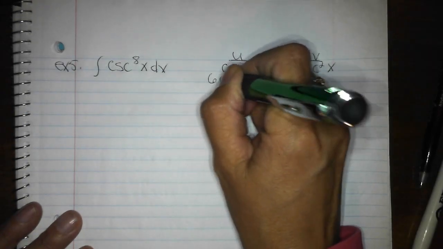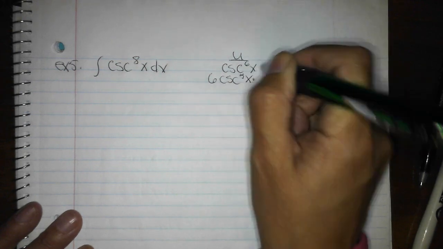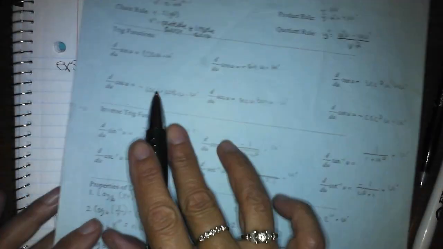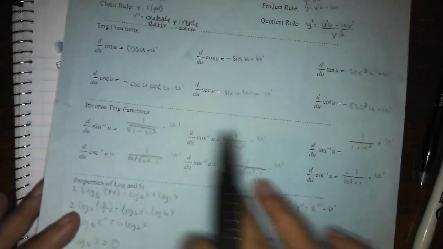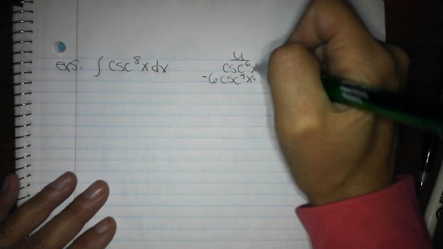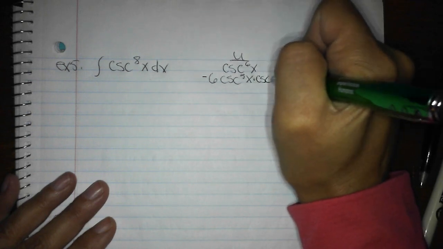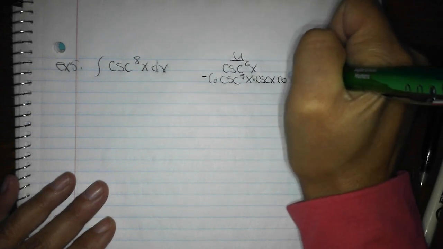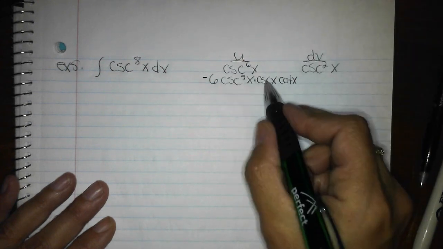So that'll be 6 cosecant to the 5th x times the derivative of cosecant. The derivative of cosecant is a negative cosecant cotangent. So a negative cosecant cotangent. Okay, I'm going to have to simplify that because these two have to find each other.